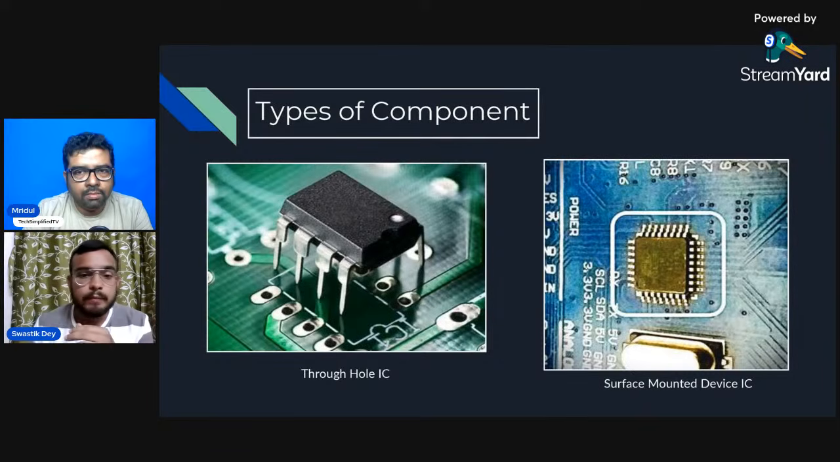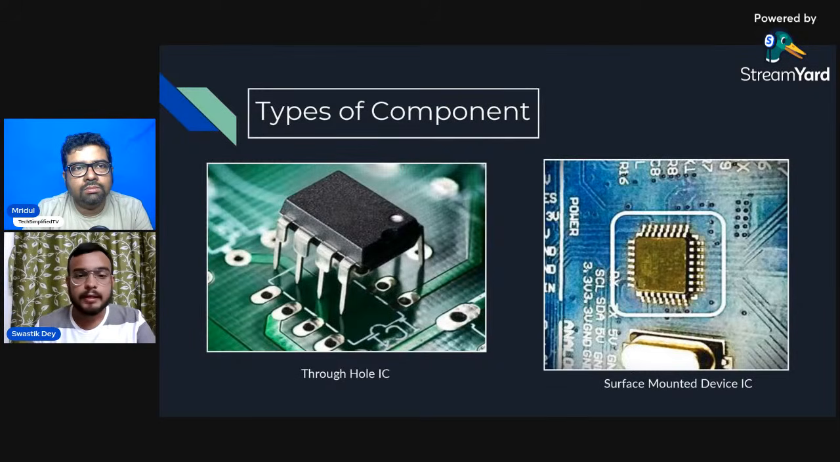Now, one important point of category is that this type of component that we see, the through hole components, is generally called a DIP packaging. And the other thing that we see over here is called a quad flat packaging, a QFP type of packaging.